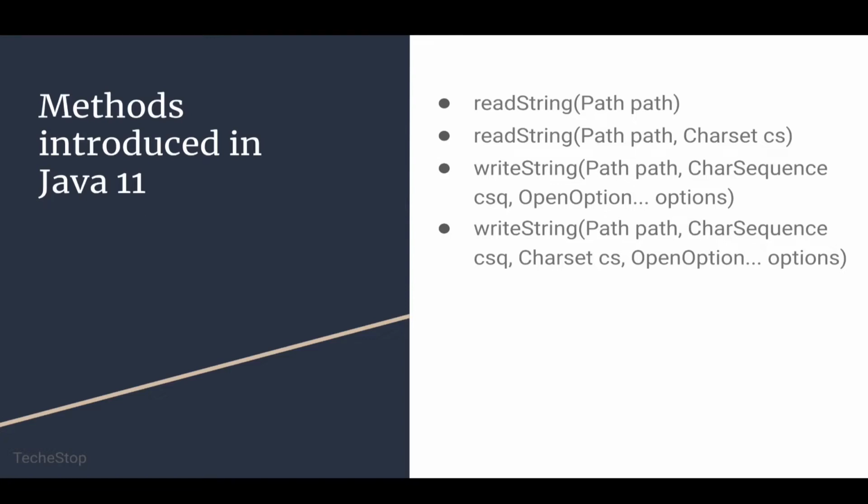So these are the methods which are introduced in Java 11. There are four of them. Two of them are related to reading the file contents, and two of them are related to writing some content into the file. So I'll be switching to the IDE so that I'll show you how these four methods work.